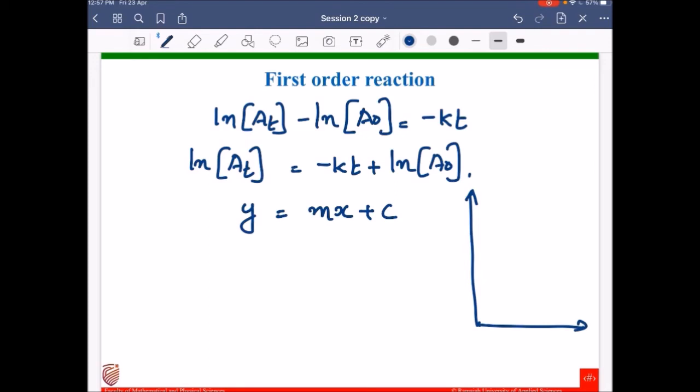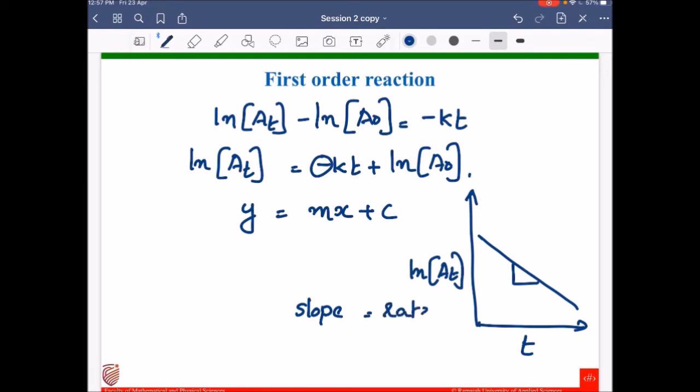So what does it mean? If I plot a graph of x against y, where x is t and y is ln At, I will get a straight line with a negative slope. Why do we have a negative slope? Because of this negative sign. And if you take the slope of this graph, it will give you information about the rate constant.